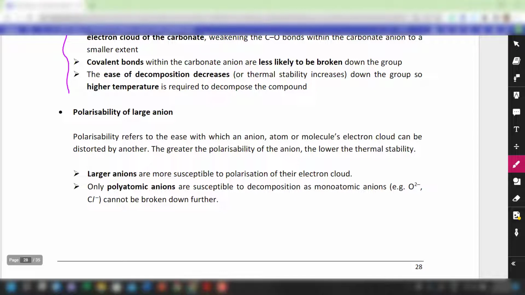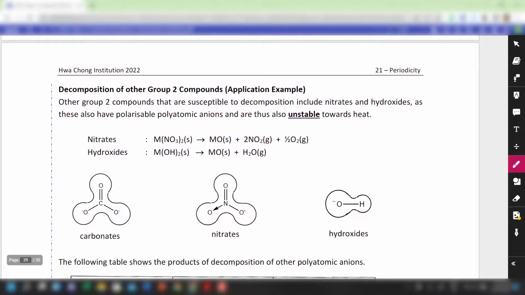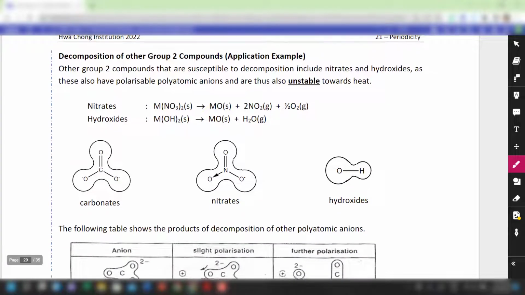The polarizability of the anion affects it as well. The larger the anion is, which means the more polarizable it is, the lower will be its thermal stability. Usually monoanions do not decompose, so decomposition is strictly applicable to large polyatomic anions. The minimum in size, I think you need at least 2, so let's say a peroxy anion. Then for an application example, we have nitrates.